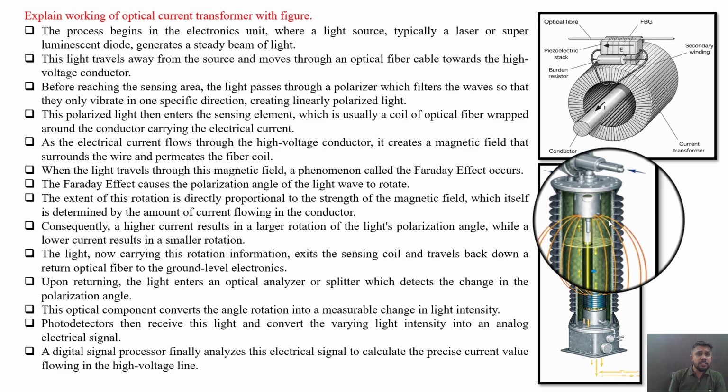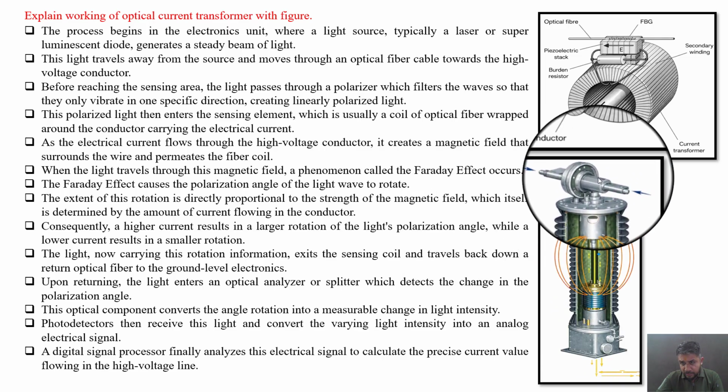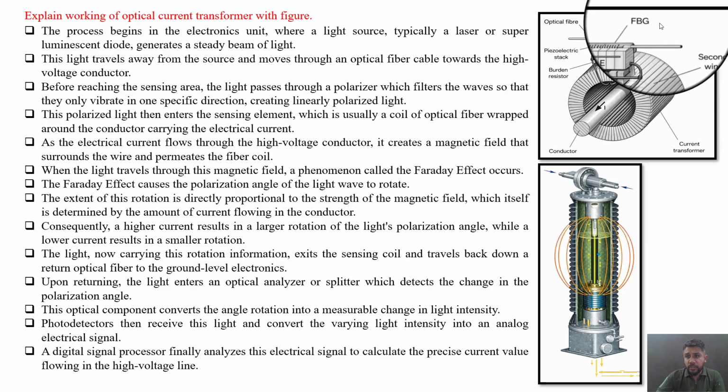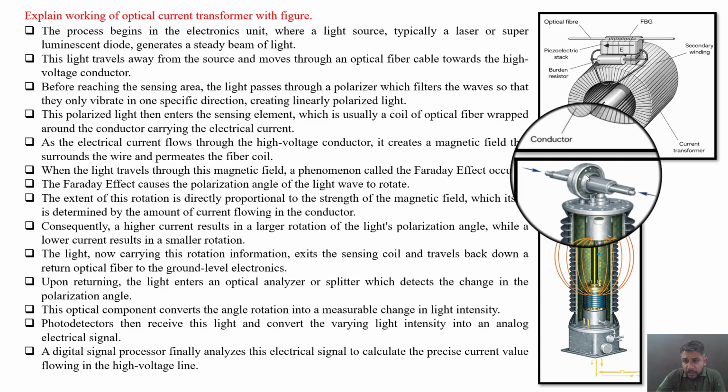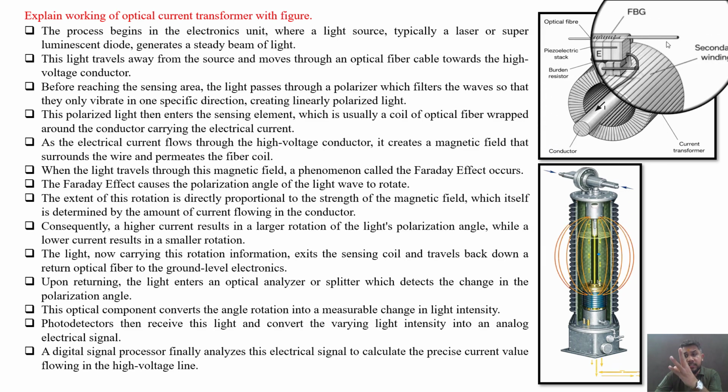The process begins in the electronics unit where a light source, typically a laser or superluminescent diode, generates a steady beam of light. The light travels away from the source and moves through an optical fiber cable towards the high voltage conductor. You can visualize this. The high voltage conductor is here. Before reaching the sensing area, here you can see the enclosure, and the optical fiber is here through which the light travels from the source to this place.